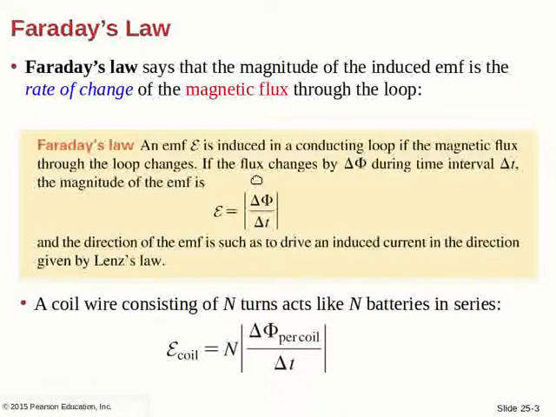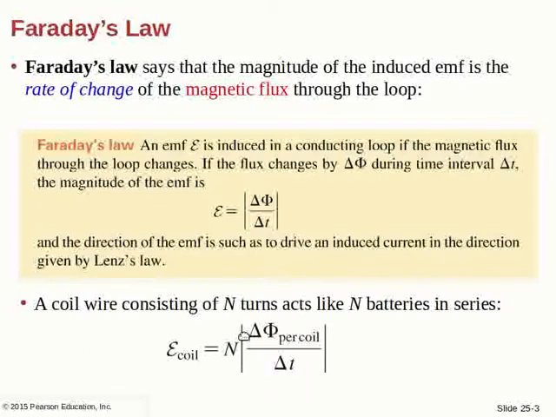Okay, so what happens when we add a number of coils together, a number of turns, or a number of loops together? So if we put together n loops, and each loop experiences flux delta phi over time delta t, then the EMF is going to be equal to the rate of change of the magnetic flux times the number of loops. And that makes sense. If there's 3 loops in the coil, then you're going to experience 3 times the EMF, because each loop is going to experience EMF delta phi over delta t.